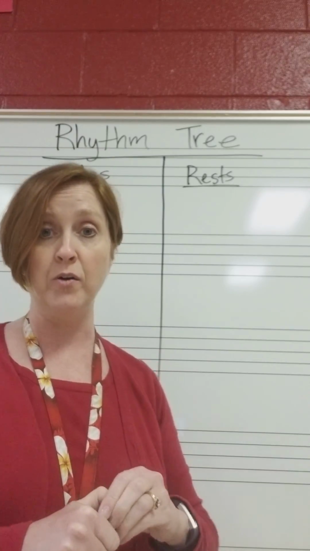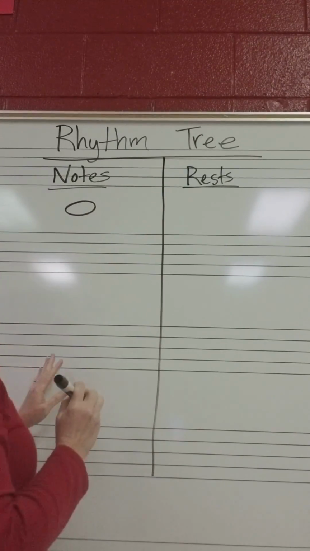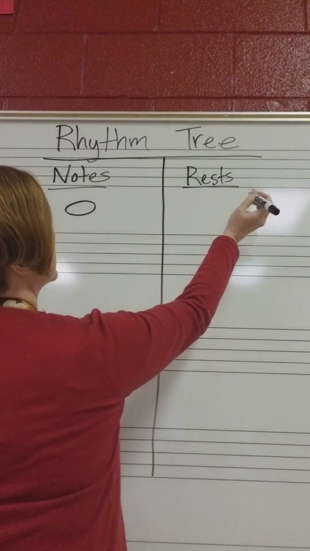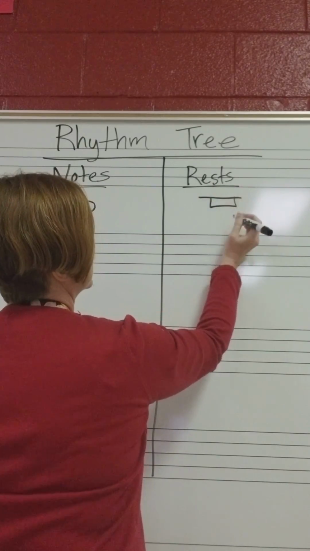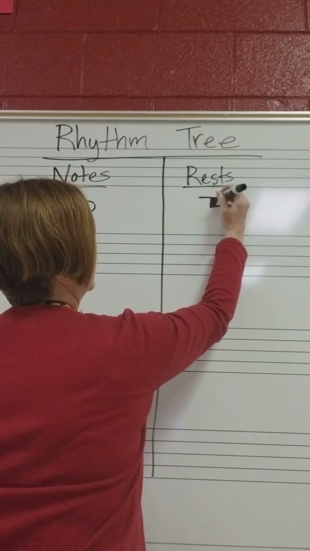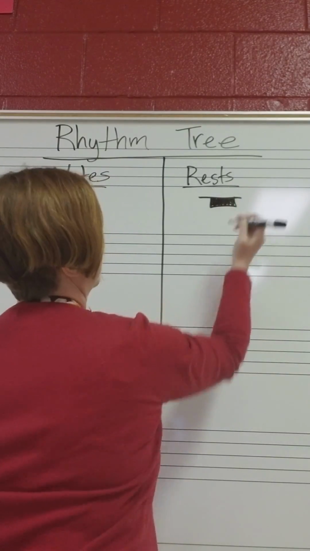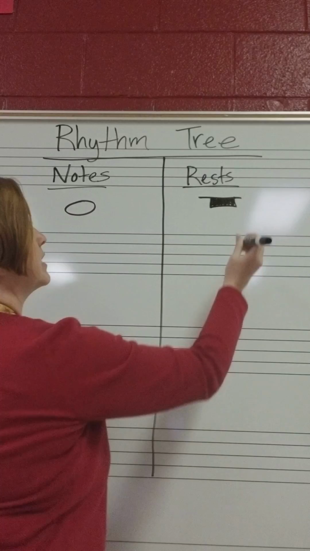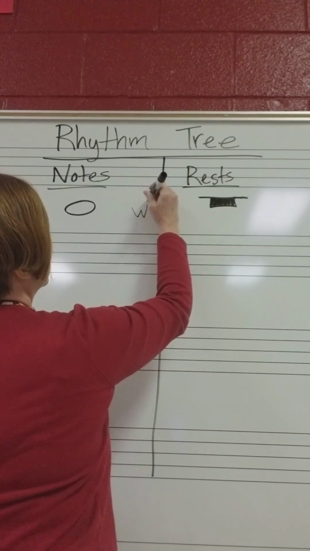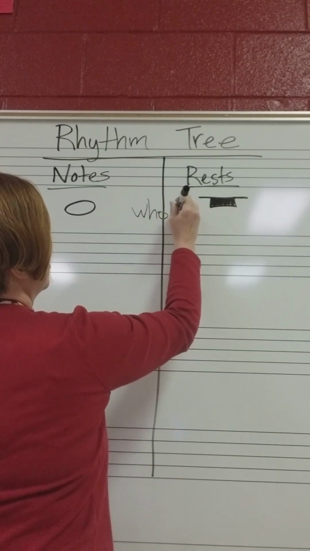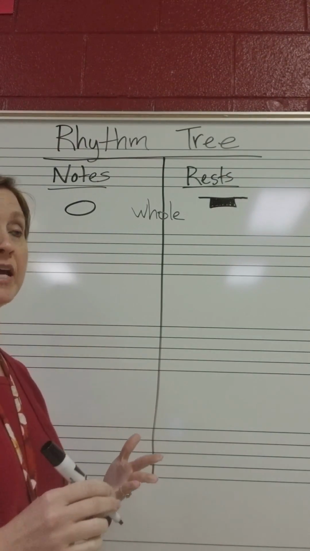So let's start with the wholes. Here we're going to draw just a whole note. And on the rest side, we're going to draw a whole rest. And I always say the whole rest looks like a hole that you might step in. So it'll look just like that. And then right in the middle, I'm going to write the word whole. All right, so now we can break it down.